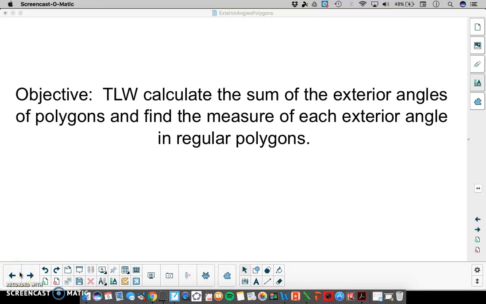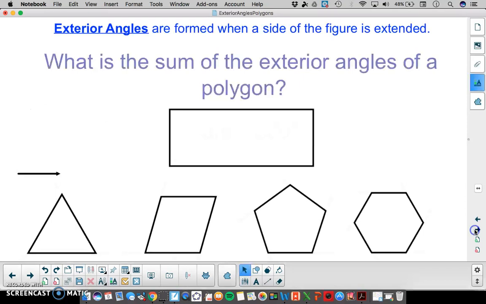In this video, the learner will calculate the sum of the exterior angles of polygons and find the measure of each exterior angle in regular polygons. We've learned from previous lessons that exterior angles are formed when a side of the figure is extended. So for example, in this triangle, we could extend this side and create this exterior angle here, or extend this side and create this exterior angle here, or this exterior angle here.